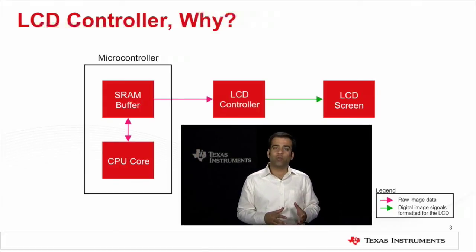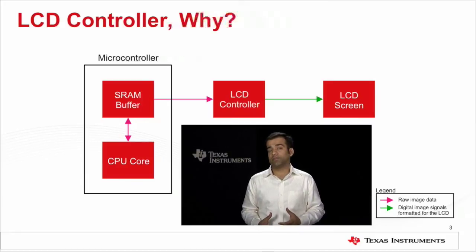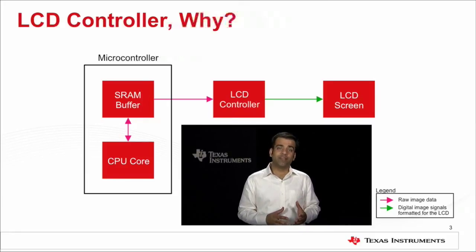A configuration like the one shown on the screen only works for some applications because it has several limitations. Firstly, the CPU core must read every pixel from the SRAM and rewrite it to the LCD controller. This consumes a significant amount of the processor's bandwidth. Secondly, the SRAM may not be large enough to hold all the image data that you need. So to solve this problem, TI has developed a new integrated LCD controller in the TM4C129X microcontrollers, which has a large frame buffer to store large images and can be operated in different modes that we will discuss shortly.